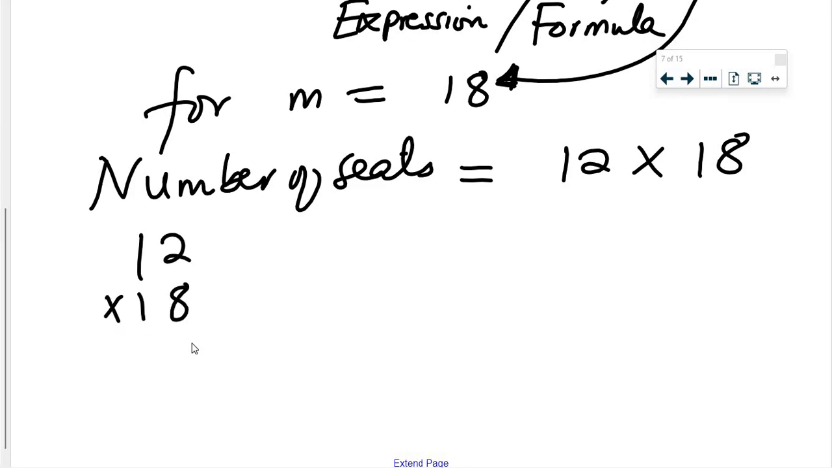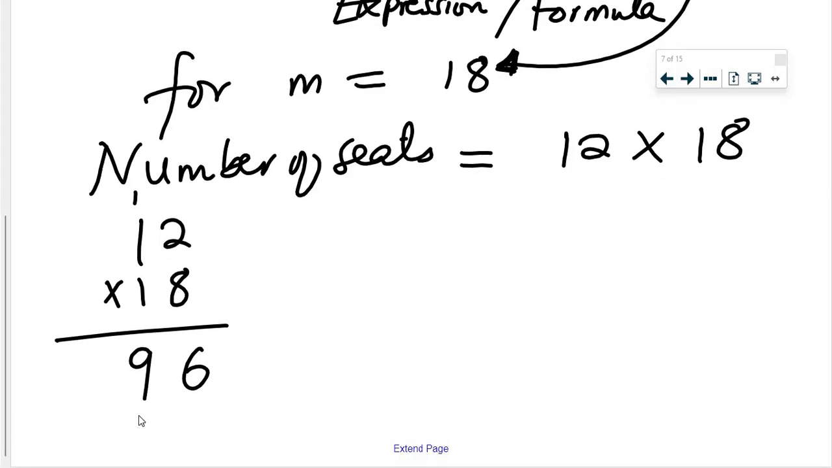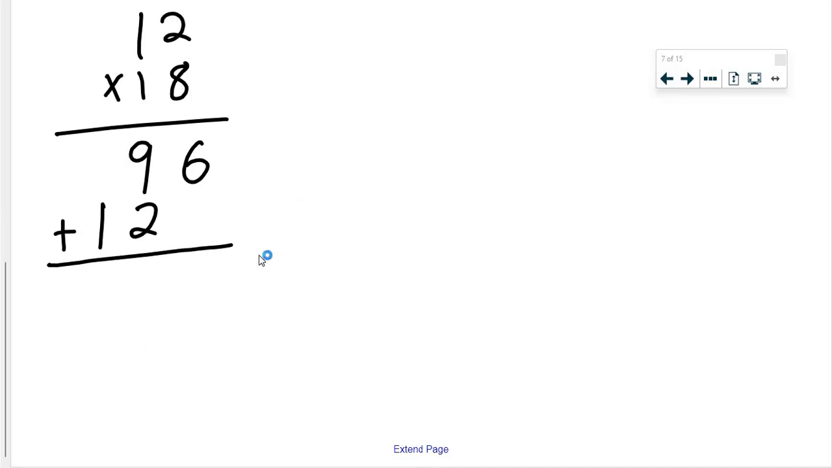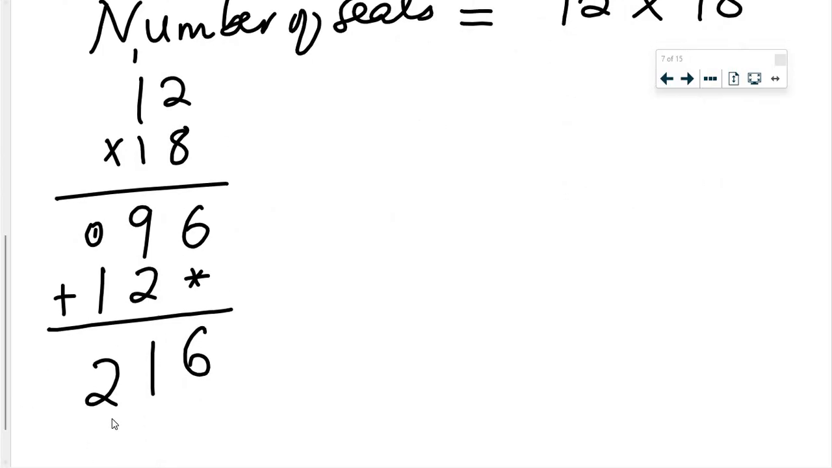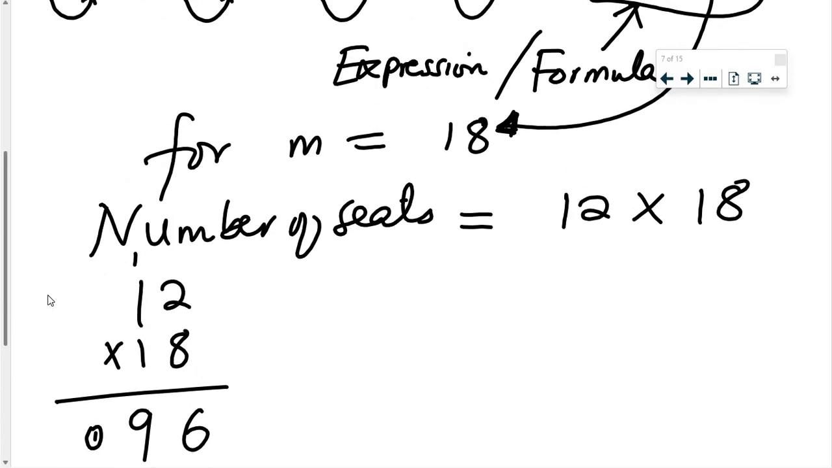Now, how do we do 12 into 18? Arrange vertically. That is 16, carry 1. That is 8 into 1, 8, add 1, 9. And this is 1 into 2, that is 2. 1 into 1 is 1. Then add these numbers. So you have 6 here, you have 11 here, then add 1, you carry 1 here, that is 2. So 6, 11, 2. So the answer will be 216 seats.